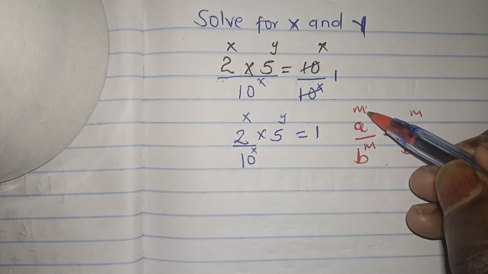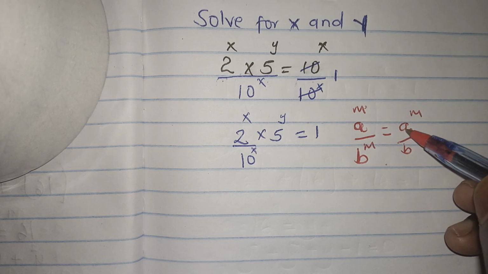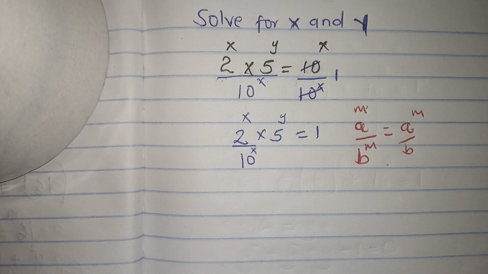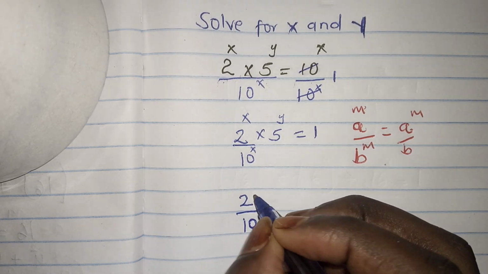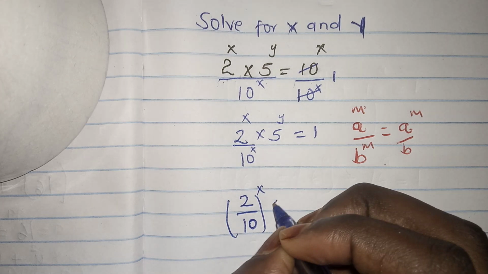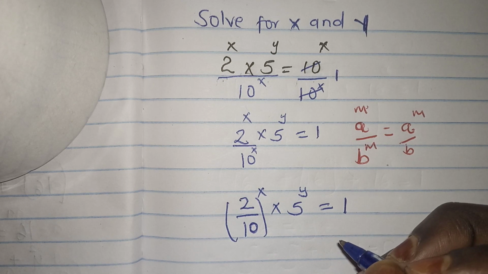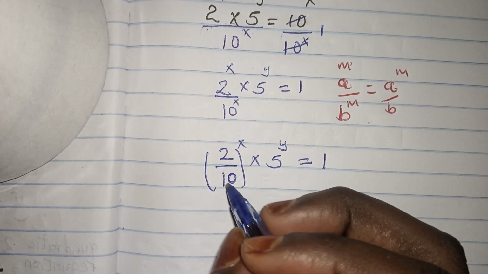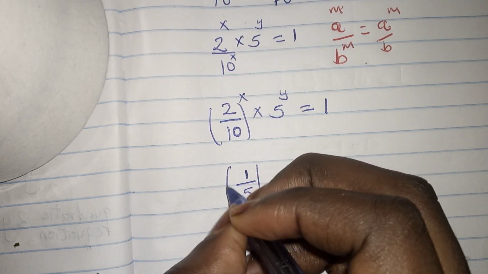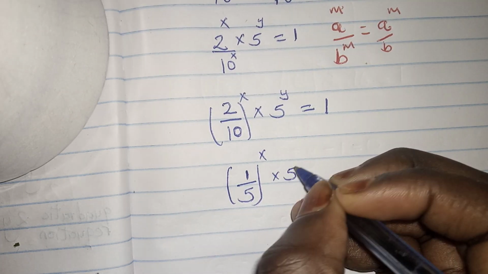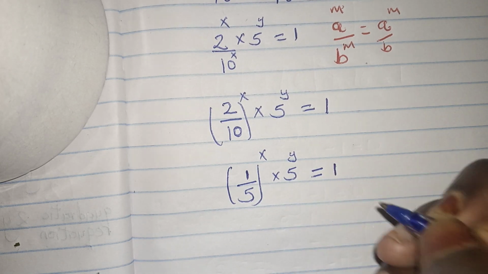Okay, so our exponents here are the same, but our bases are different. We will write it as a over b to the power of m. So I can write 2 divided by 10, 2 over 10, all this to the power of x times 5 to the power of y is equal to 1, right? So my next step, I'm going to write 2 over 10. This is the same as a fifth, all this to the power of x times 5 to the power of y is equal to 1, right?